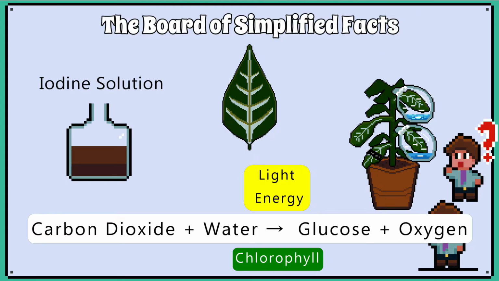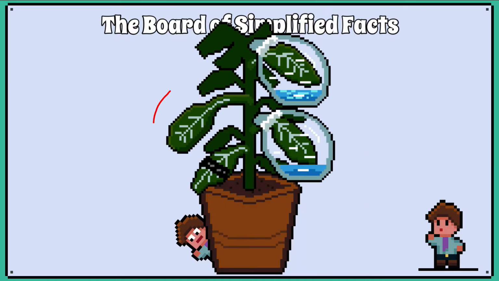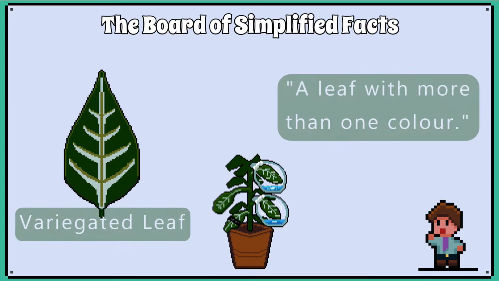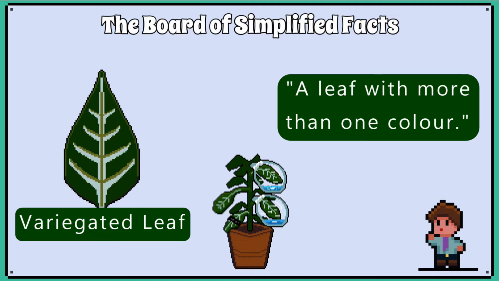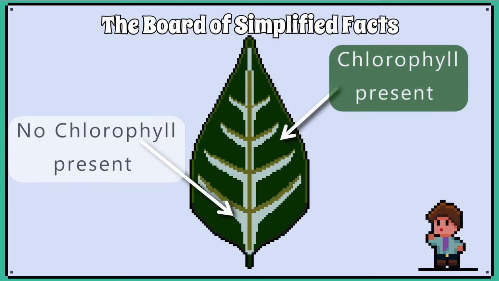We can now investigate what happens if a leaf is exposed to different conditions and how that might affect photosynthesis and therefore starch production. Here is a plant that has had many of its leaves exposed to different conditions. It is important to note that this plant has variegated leaves, meaning the leaves have more than one colour, in this case green and white. It is important that you realise that the white parts of the leaf on this plant do not contain chlorophyll. This will be really important later on.